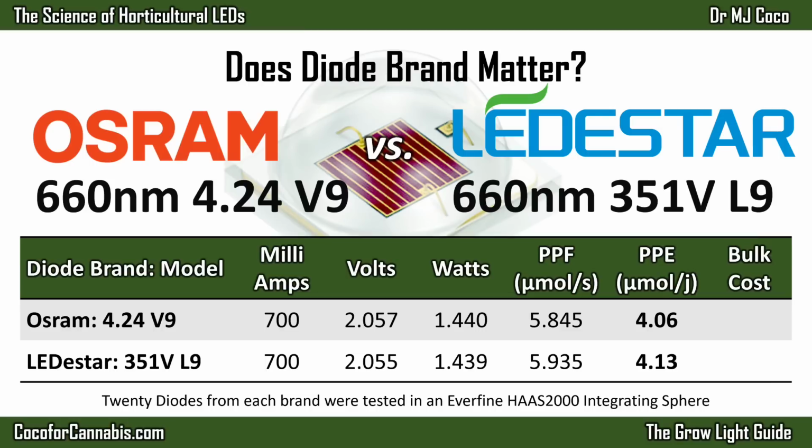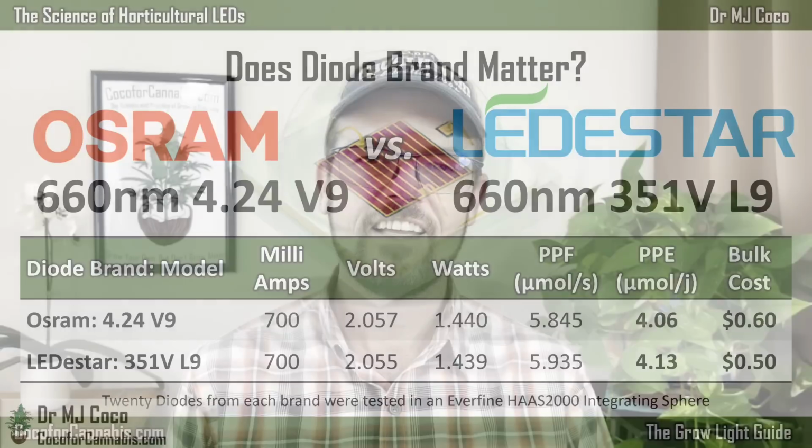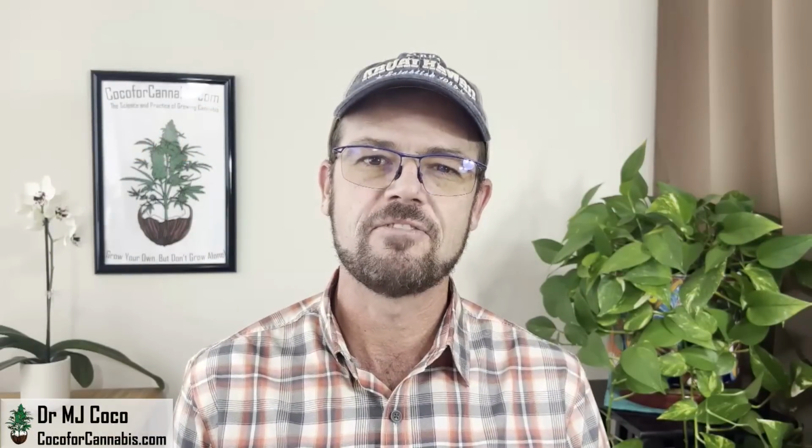So again, the diodes that growers consider to be the best are great, but there are a lot of great diodes. And again, the popular brands have inflated prices. Grow light manufacturers pay over 60 cents for each of these Osram diodes, while they can get the Lettistar diodes for about 50 cents each. So maybe diode brand does matter, but not in the way most growers think. That's one of the lessons I hope you come away from this video with.